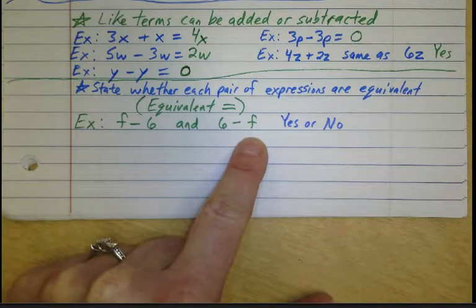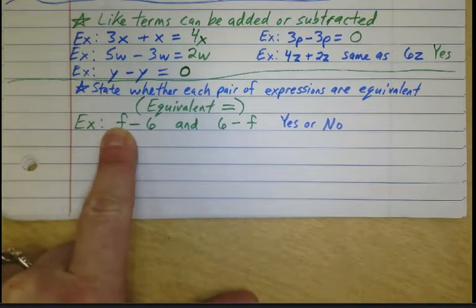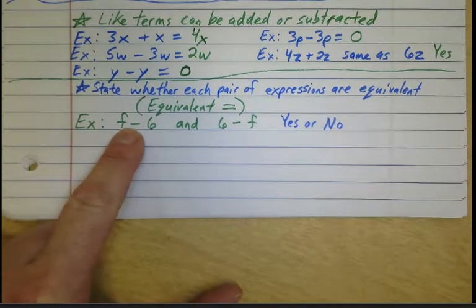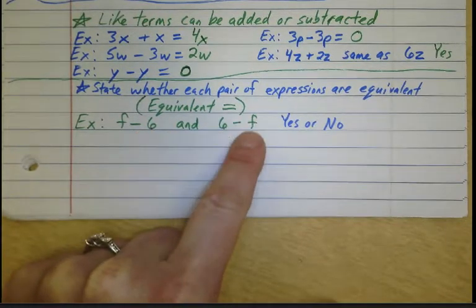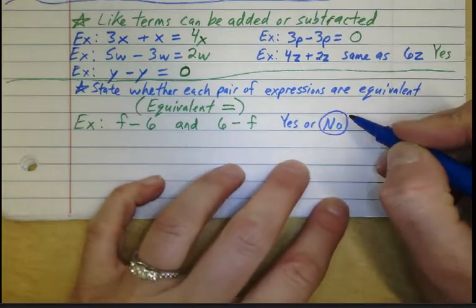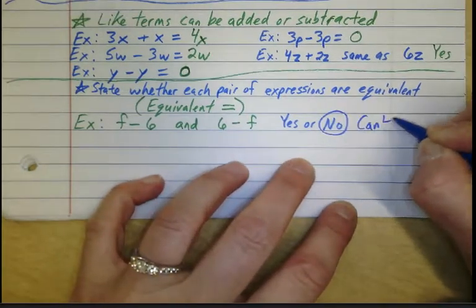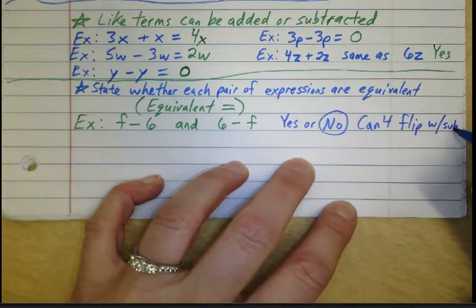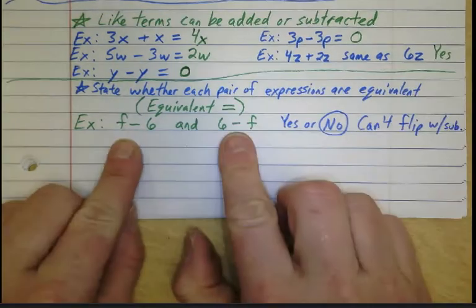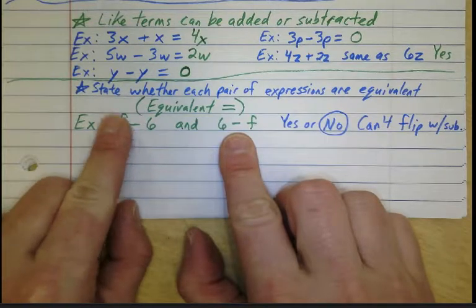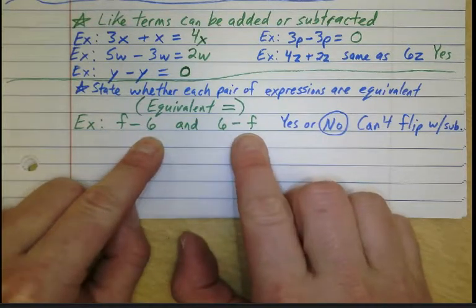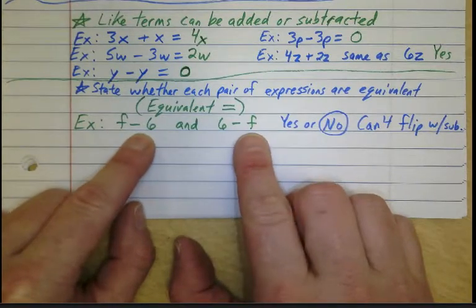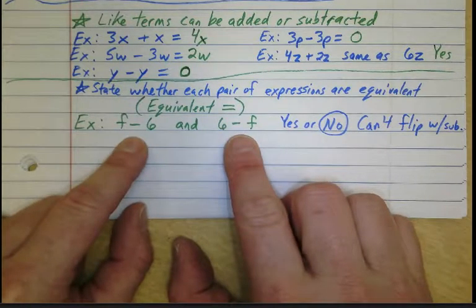No, they are not. Because if I put a 10 in for f, just for example, is 10 minus 6 the same thing as 6 minus 10? No, they are not equivalent. You can't flip those around with subtraction. But if that was addition, 10 plus 6 and 6 plus 10 are the same thing. F plus 6 or 6 plus f, you can switch them with addition. You can't flip those around with subtraction.